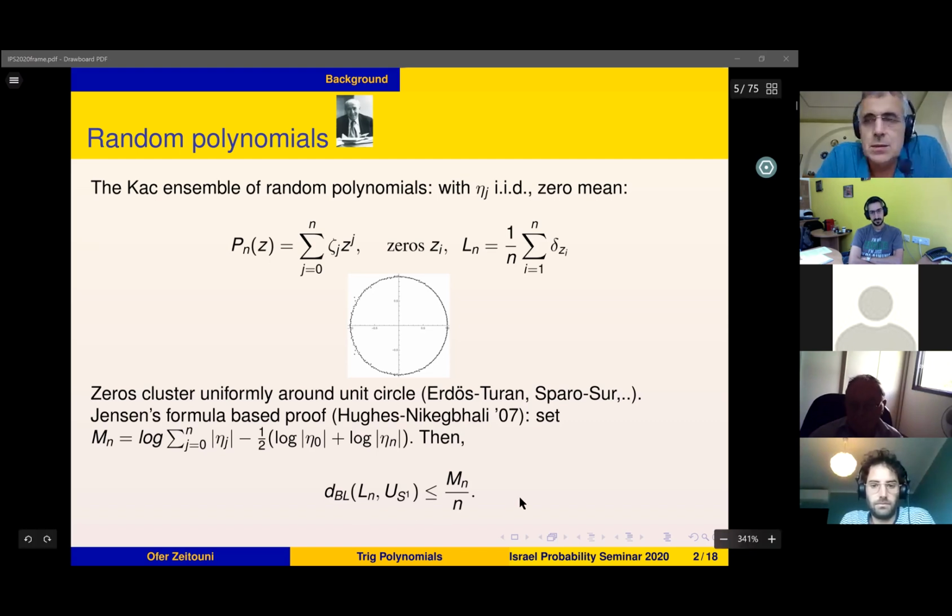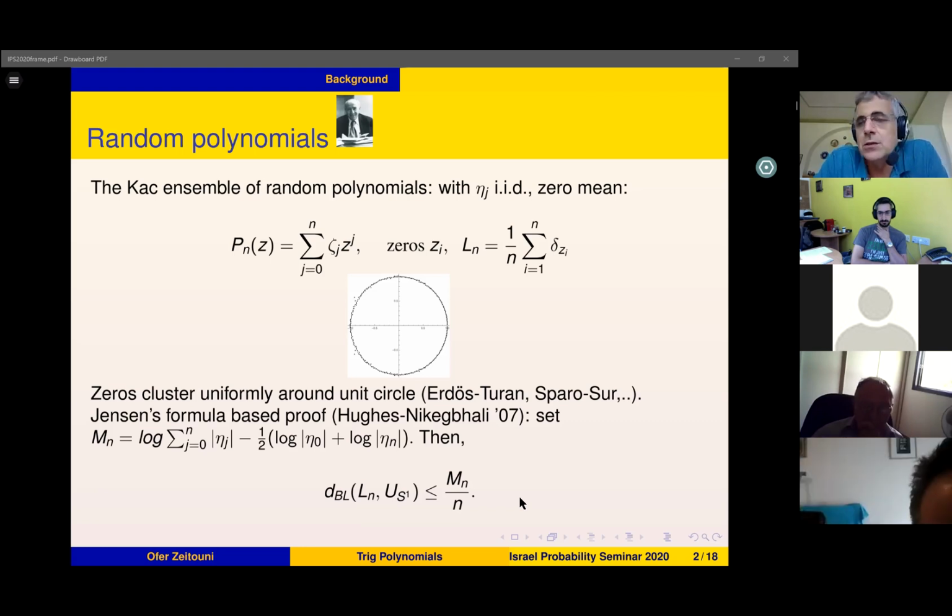So the bounded Lipschitz distance between the empirical measure and the uniform measure on S1 is bounded by this gizmo, which is a log of the sum of the absolute values of the coefficients, minus 1/2 log of the first plus log of the last coefficient. In a typical situation, Mn is of order log n. And so you see that the empirical measure converges nicely to the uniform on the circle.